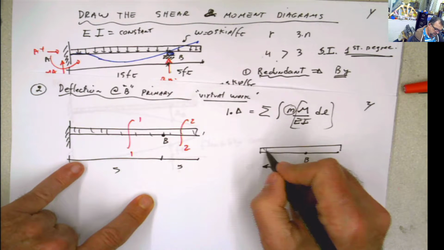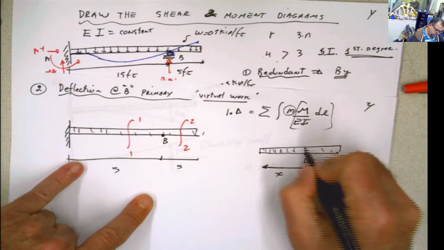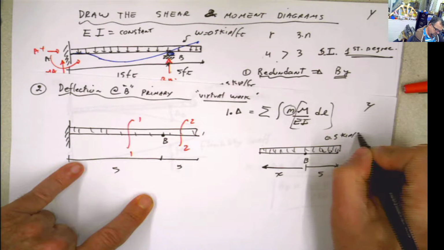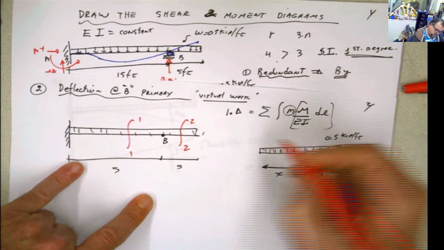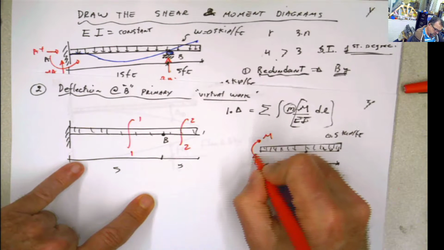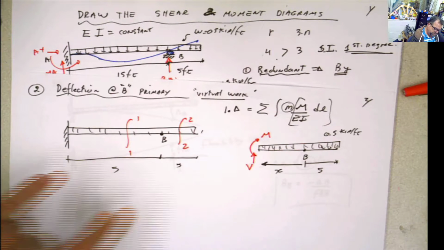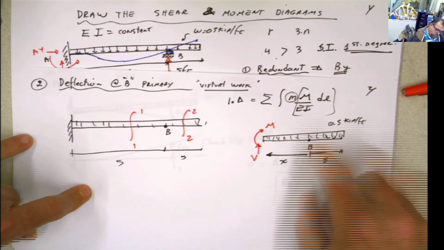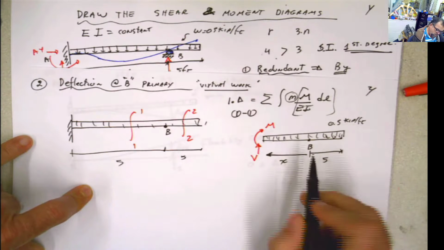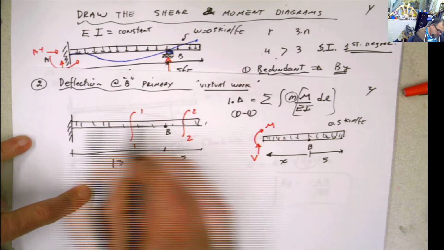Because I'm using this side of the beam, remember this is a vertical distributed load of 0.5 kip per foot, and I'm using this side. So if I'm using this side, I'm going to get a big M in this direction and a shear in that direction over there. So if we do that for 1, 1, which by the way means from here to here, 0 to 15.